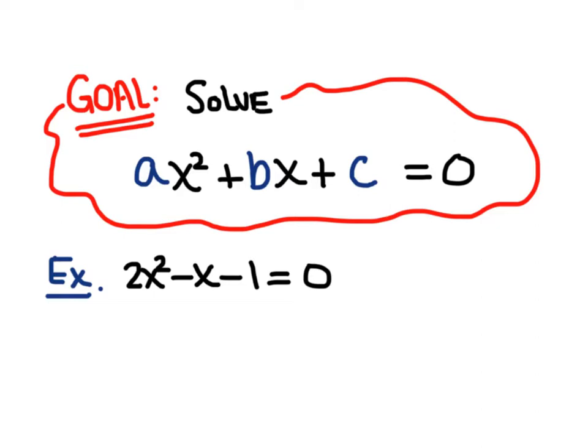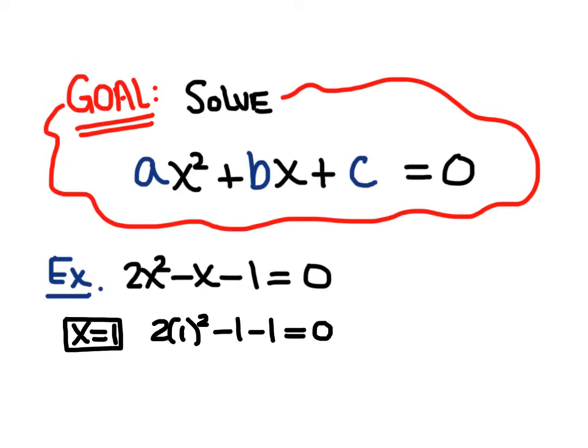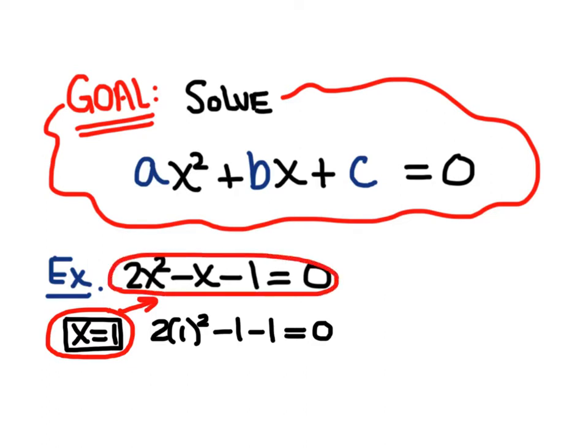Now notice for this equation, I'm not going to show you how to solve it right now, but if I took the value x equal to 1, and I plug that into this equation, that's 2 times 1 squared minus 1 minus 1. I notice that I get 0. So this value of x is a solution to this quadratic equation because it satisfies that equality. So when you evaluate the equation at x equal to 1, you get the equality.